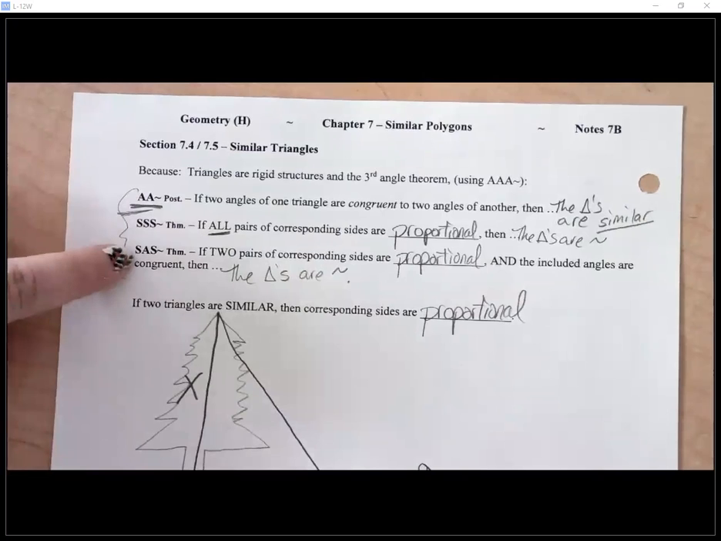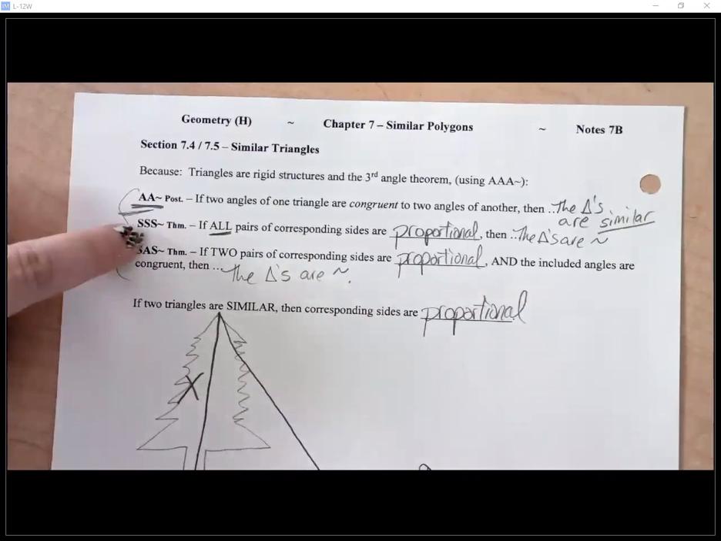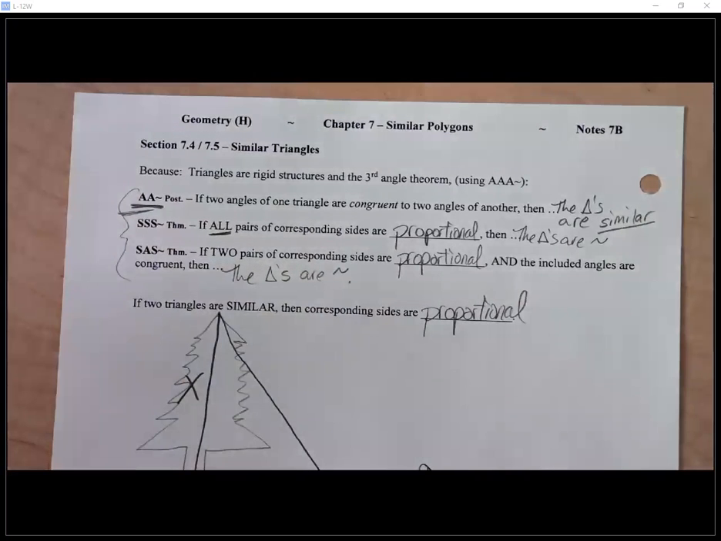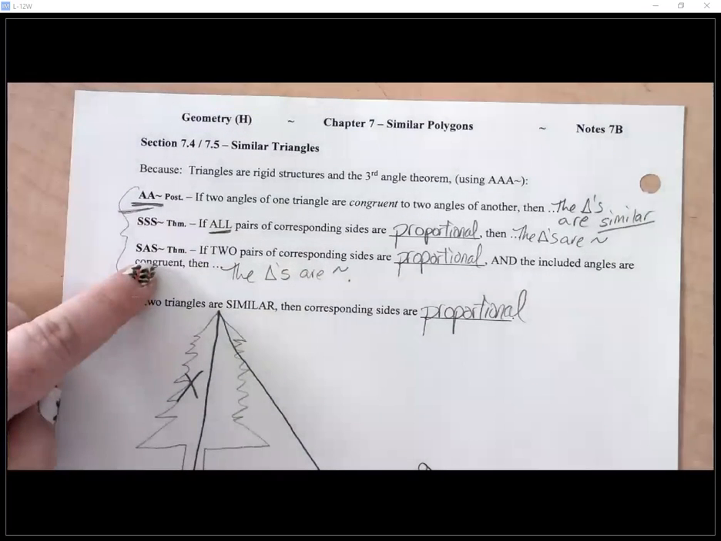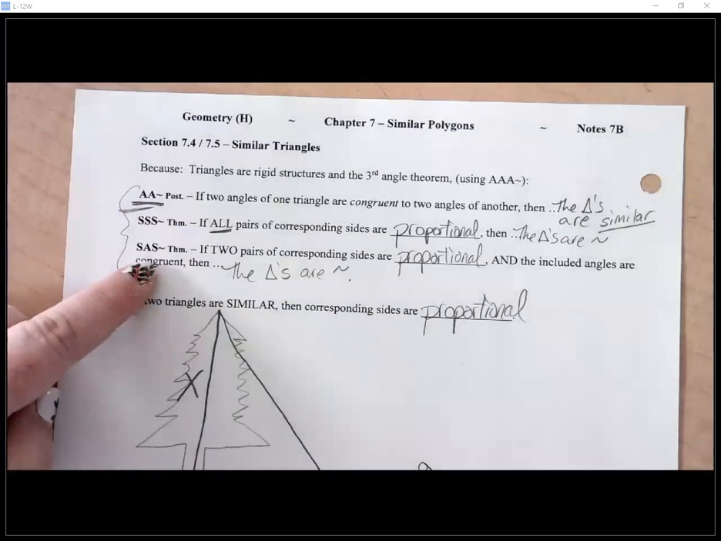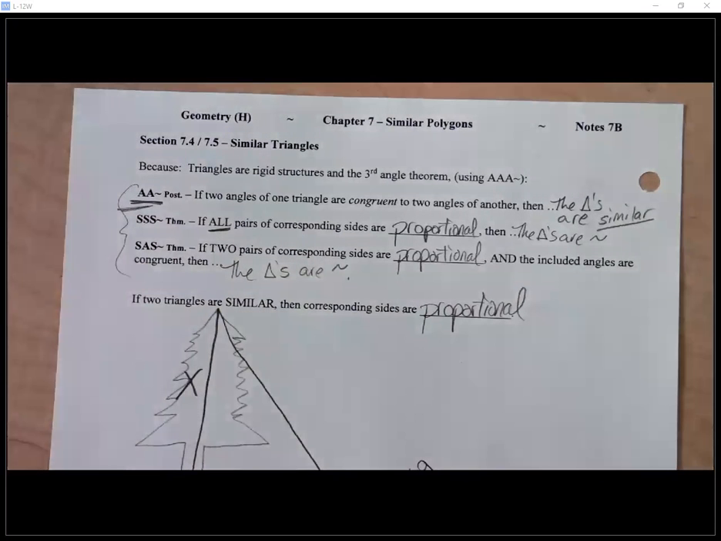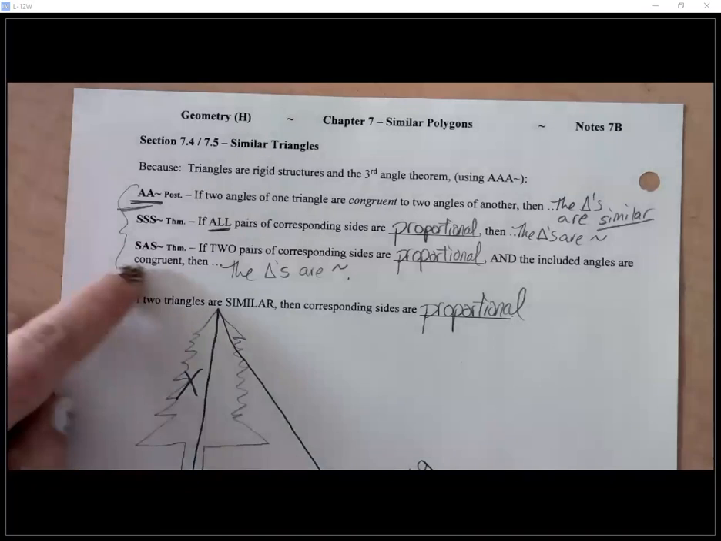Now, you can't do side-side-side because you don't know the length of all three sides. So that one's out. Side-angle-side, I claim you can't do that one either because you don't know how tall the tree is. You would have to know the lengths of two sides and check if they're proportional and see that the angle in between them is congruent. So I can't do that. So I'm leaning on angle-angle.